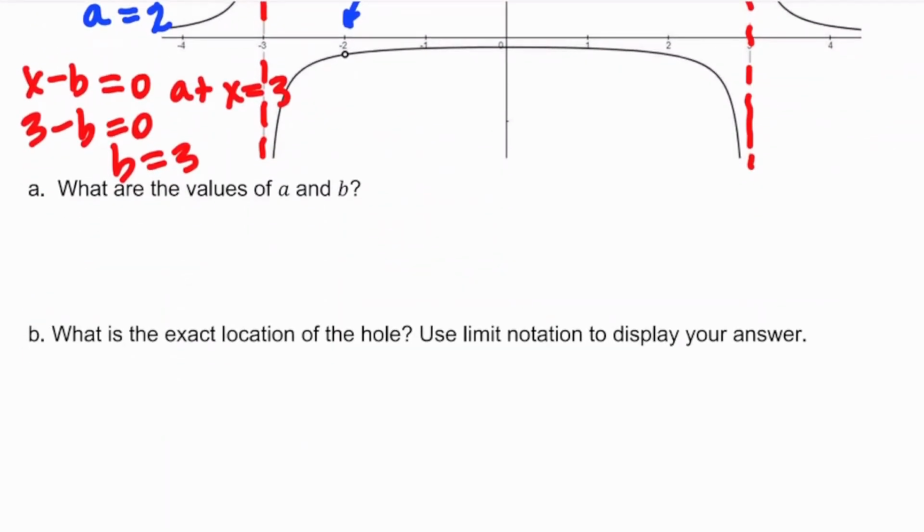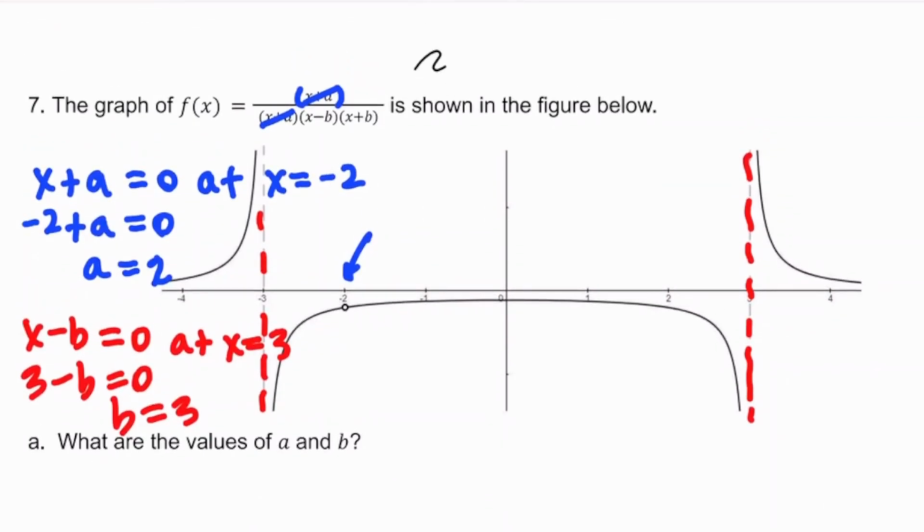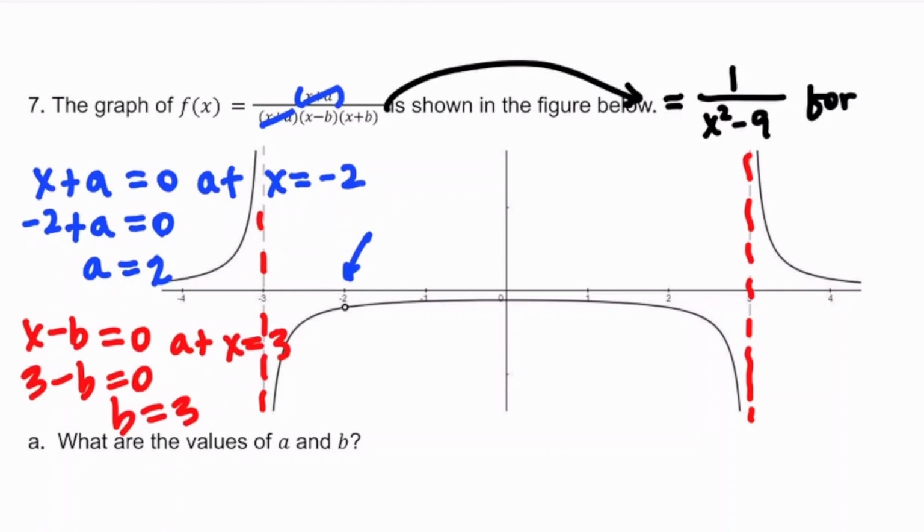All right. Then what is the exact location of the hole? Use limit notation to display my answer. Okay, so if I go back to the original statement of f, and I thought about what happened after I canceled off the common factors, I would have this is equal to 1 over (x minus 3) times (x plus 3). So that's 1 over x squared minus 9, just as long as x was not equal to what? Negative 2.